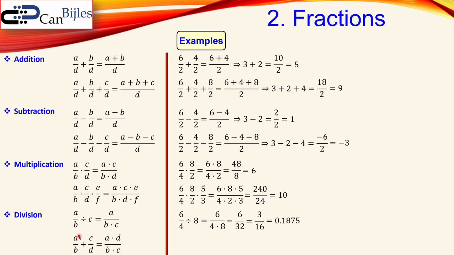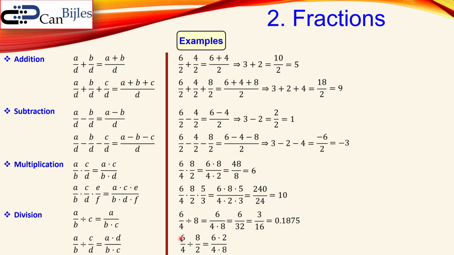You can also have a fraction divided by another fraction. In this case, you see that c over d, which is the second fraction by which you divide, will be flipped in the multiplication. So you see here a over b times the inverse of this one, which is not c over d, but d over c. And then the multiplication is also applied here. So then you have just a times d over b times c.